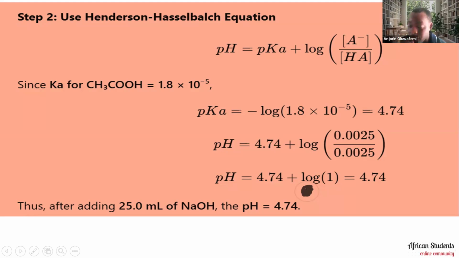The pH will be equal to 4.74, which is the pKa, plus log of 0.0025 moles from the acid and that of the base. When you divide it, that's the concentration of the acid and the base that participated in the reaction. We end up having 4.74 plus log of 1, which will be equal to what? 4.74. Therefore, after adding 25 mL of sodium hydroxide, the resultant pH is 4.74. All right. Thank you.